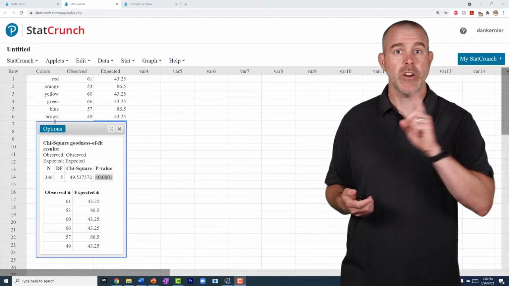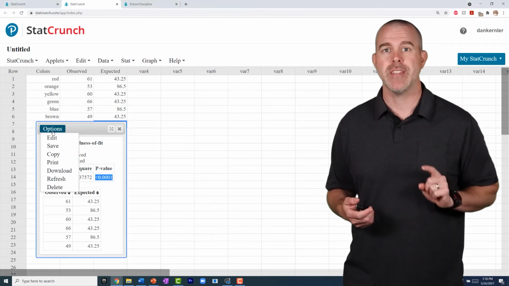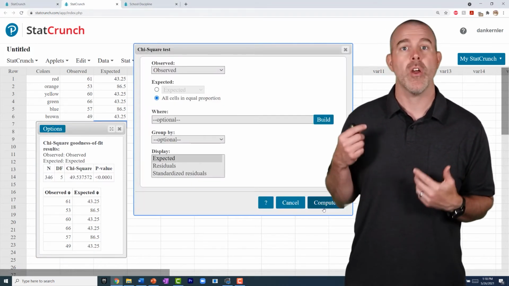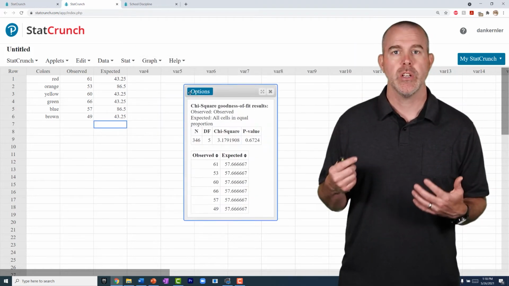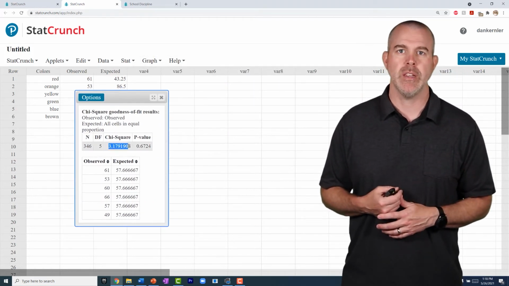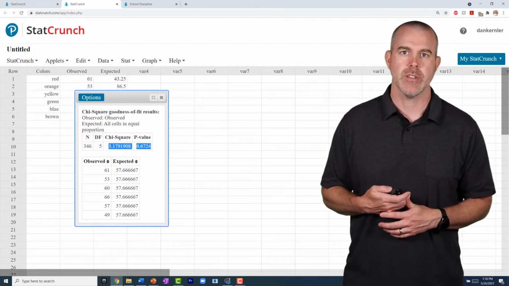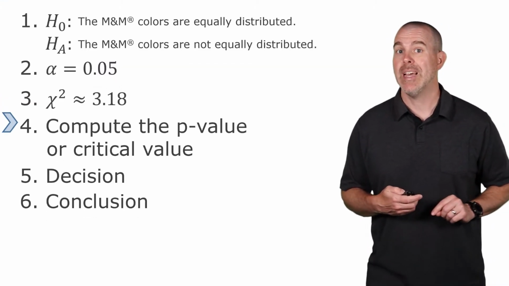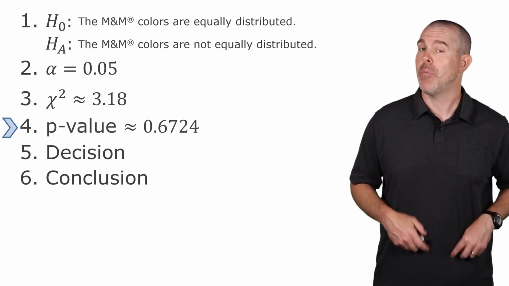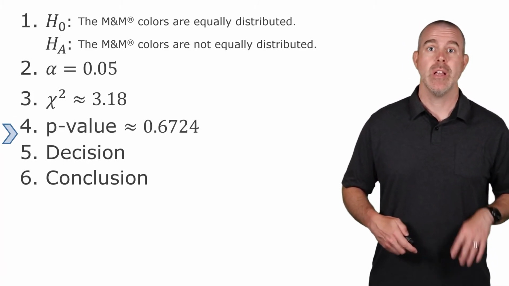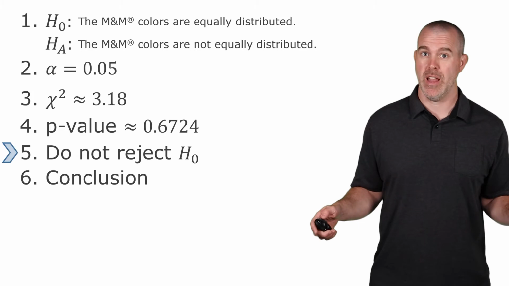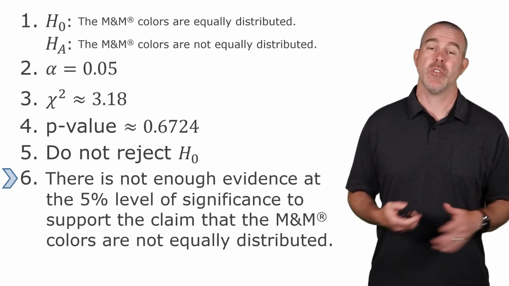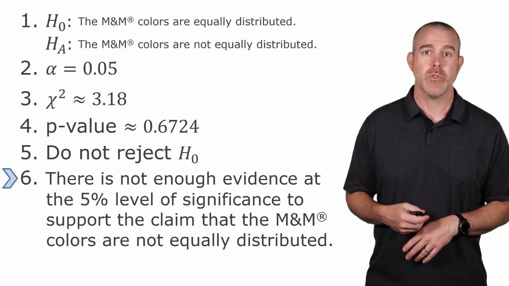In StatCrunch, I don't know if you noticed it, if we go options, edit from our previous results, there was another option: we could say they're all in equal proportion. So they're all evenly distributed between the different categories. When we do that, we get a much smaller chi-squared. It's only 3.18. The p-value here is very big, 0.6724. So now we would not reject the null hypothesis. That means we don't have enough evidence to support the claim that they're not equally distributed.